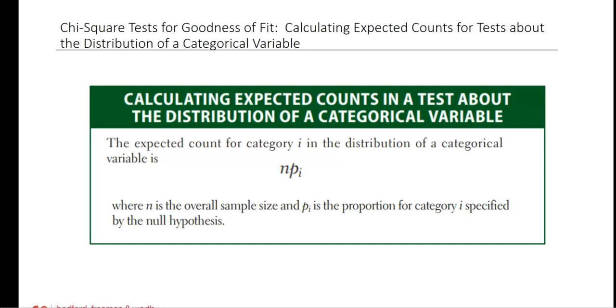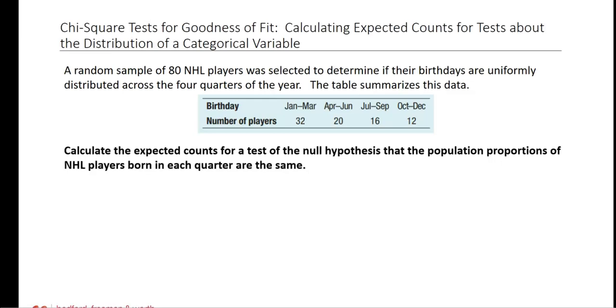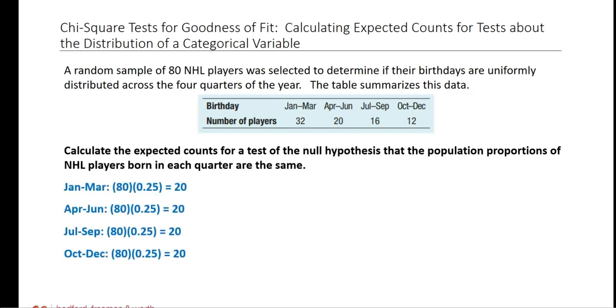For each proportion, in this case, they're all the same. P is the same for all of them. It might have been different percentages, like the M&M problem, where you would have slightly different proportions that the company was recommending. So to calculate the expected counts, you just take 25% or 0.25 times 80 and do that 4 times. And you'd get 20 each time.